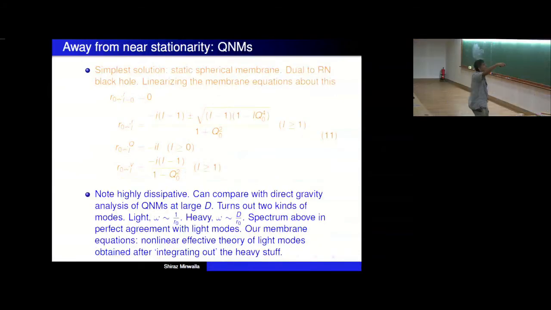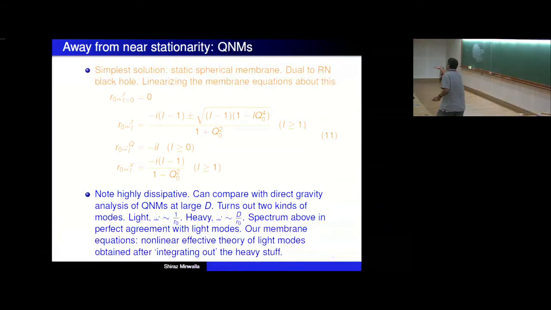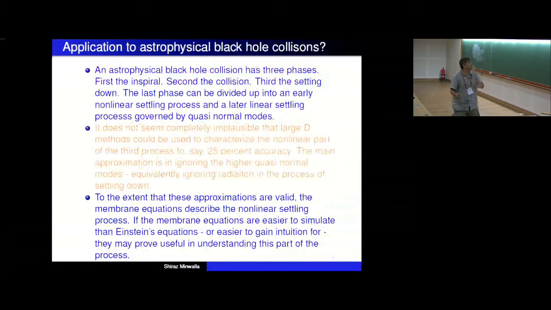That's not been done. You can linearize about stationary solutions, reproduce quasi-normal mode frequencies, basically fluctuation frequencies for fluctuating modes around this black hole, and check that these quasi-normal mode frequencies agree with the light frequencies of Emparan, Suzuki, and Tanabe, the thing that started off this whole program. So what we're doing here really is computing the nonlinear theory. The membranes are the nonlinear theory of the light modes of Emparan, Suzuki, and Tanabe.